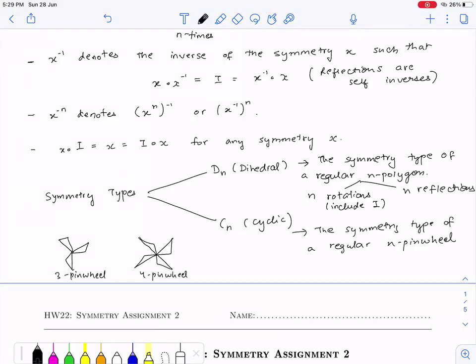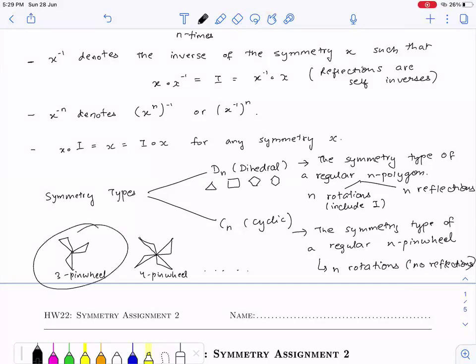A 5 pinwheel, 6 pinwheel, and so on. And I think you already know what polygons look like. So this could be a 3 polygon, a 4 polygon, a 5 regular polygon, and so on. Now this involves only n rotations and no reflections.